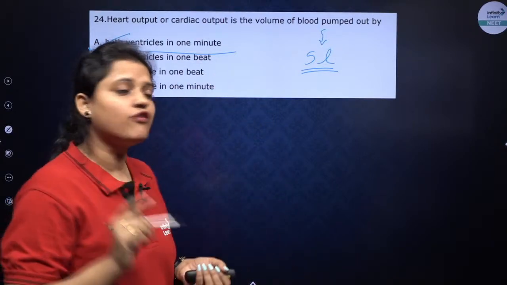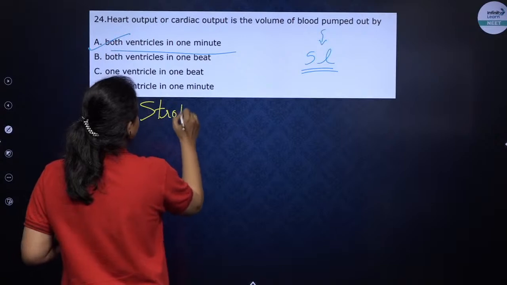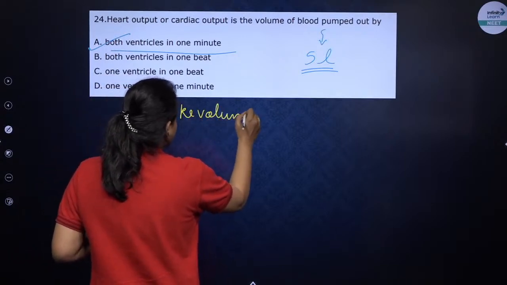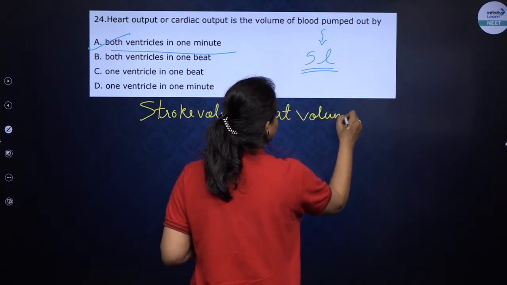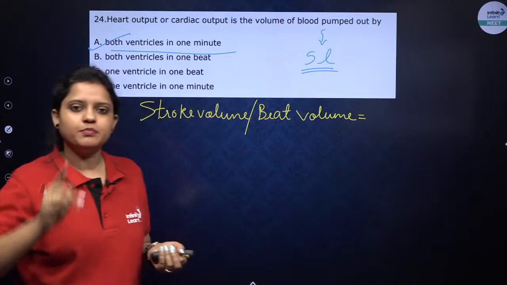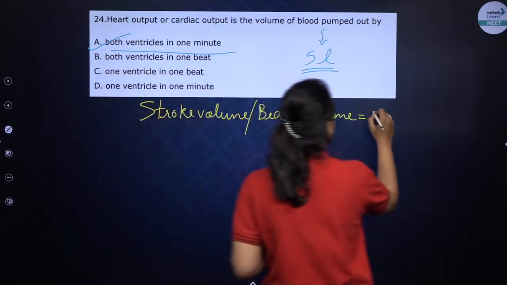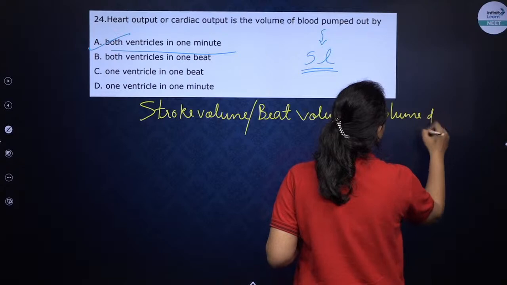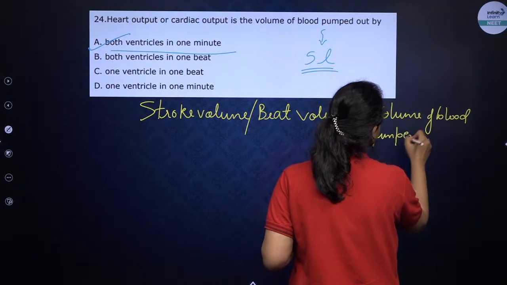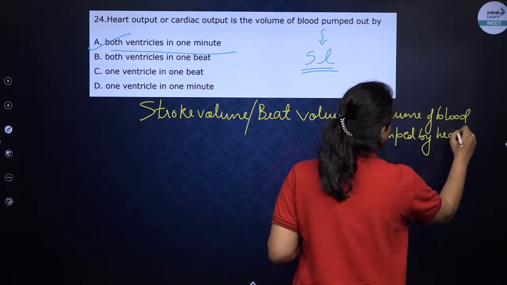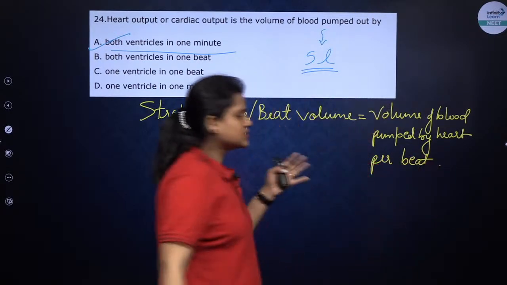Now can you tell me what is stroke volume? Stroke volume asked in NEET. Let's write it down. Stroke volume, which is also known as beat volume, is the volume of blood pumped by heart during one beat. It is the volume of blood pumped by heart per beat. So this is stroke volume.